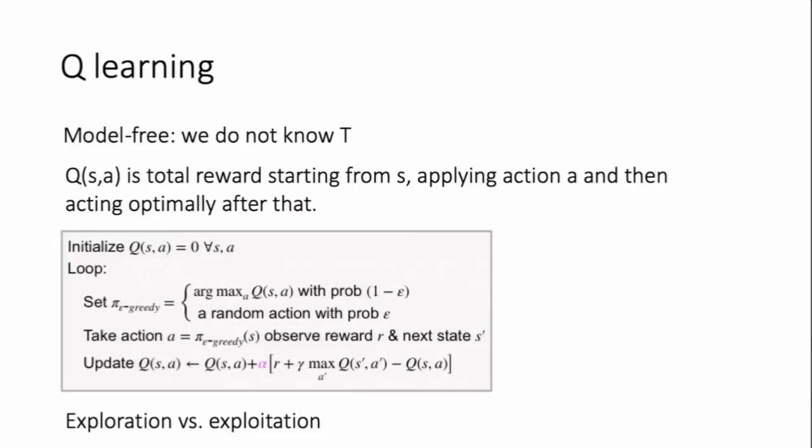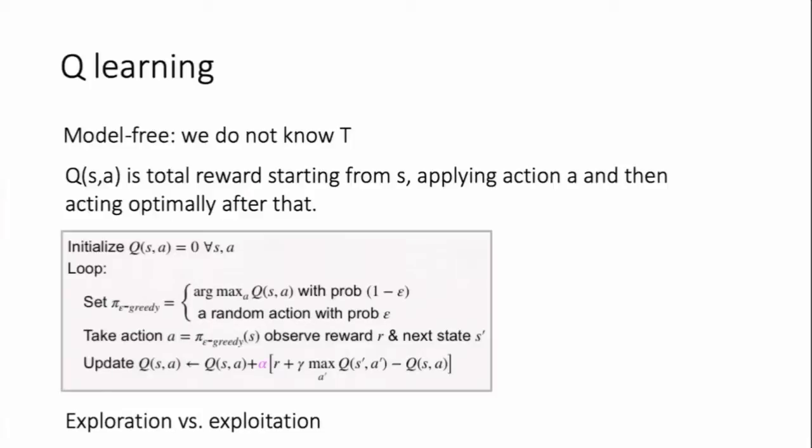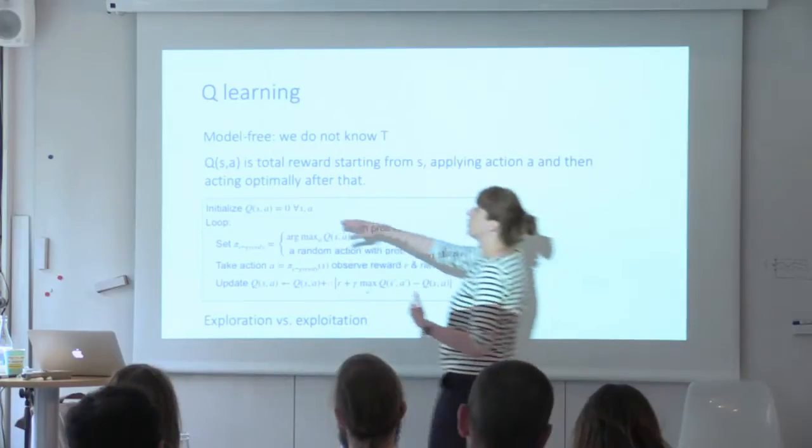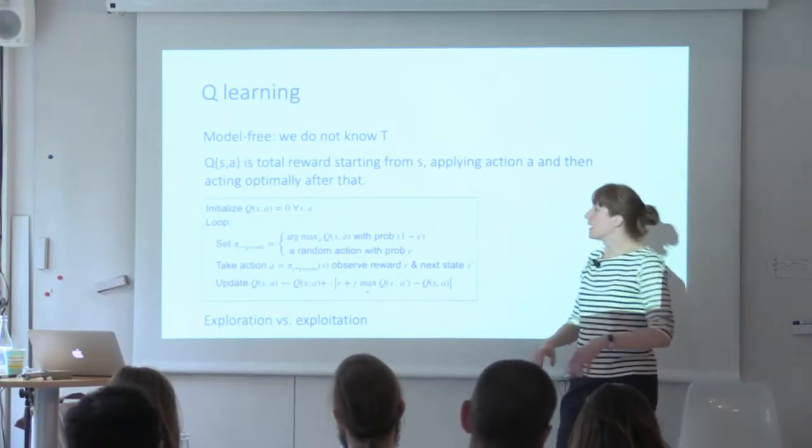Now, in Q-learning, we are not really learning the T and the policy separately. We are kind of learning total reward starting from a state S. So that encapsulates T and reward at the same time. So we kind of apply action and then we act optimally. What is really important in Q-learning? Okay, let's go through it. So we initialize the Q value, this is the value of a particular action in a particular state, to 0. Okay, that's fine. In the beginning, I don't know really anything.